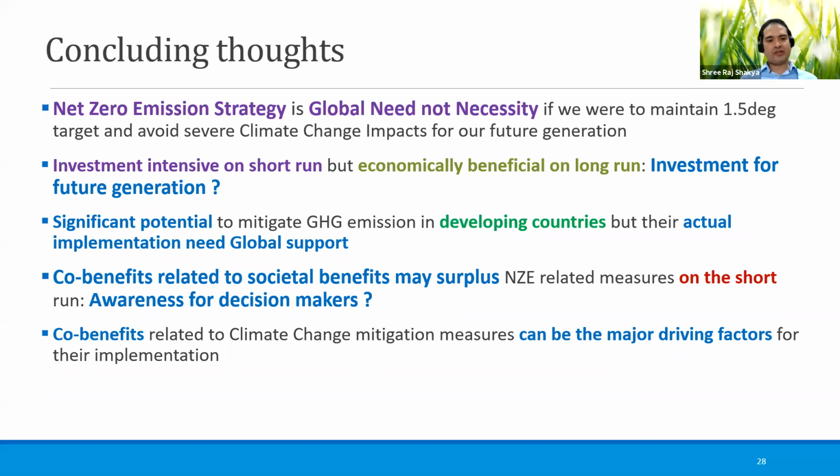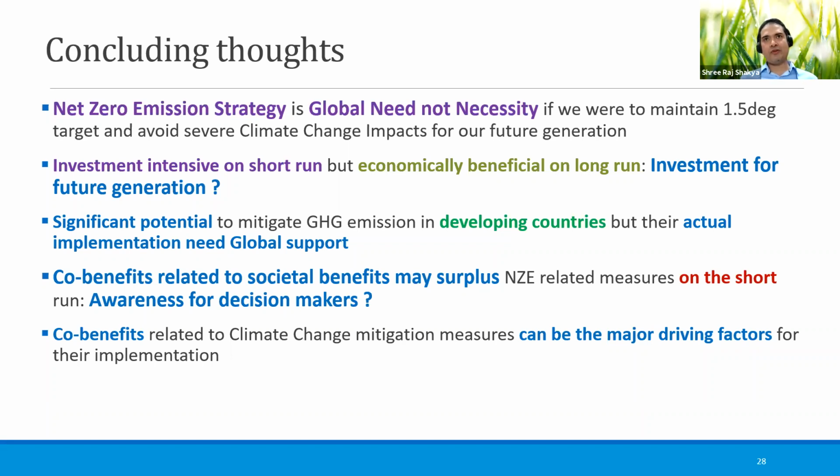There is significant potential to mitigate GHG emissions in developing countries like Nepal. But in order to realize that, there is a need for global support, because a small economy may not be able to invest in this kind of project. And of course, the co-benefits related to social benefit, like reduction in air pollution and reduction in deaths, may outweigh net zero emission measures in the short run, because climate change and its effects cannot be experienced in the short run. That can be studied in the long run.